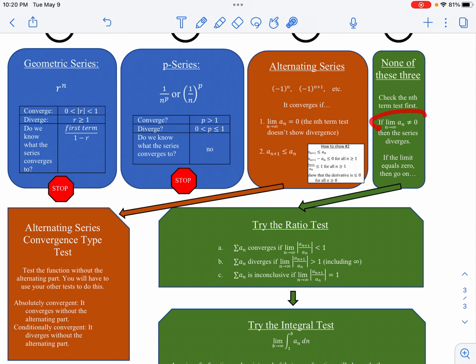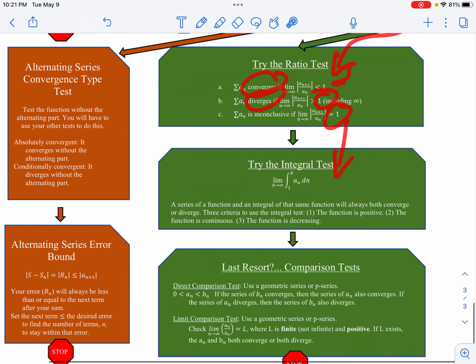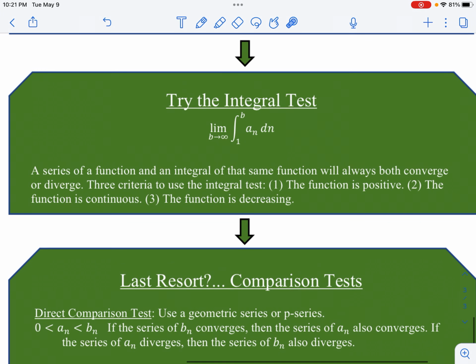If the limit is not 0, it diverges. But if it equals 0, you've got to go on. Ratio test is great. Love it. Less than 1 converges. Greater than 1 diverges. Oh, equals 1. You've got to move on. And so that's where we just ended, on the integral test. Integral test only works if the function's positive, continuous, and decreasing. You shouldn't have to prove those, but you might need to know those things.